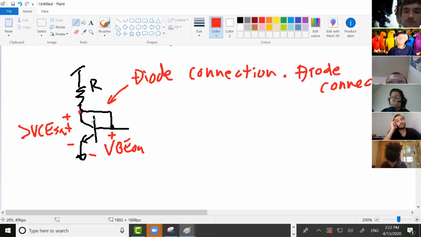Okay. So in this circuit, I wrote VBE on over here, but it actually isn't. A good approximation of that VBE is VBE on, but it's not exactly VBE on. Pretty close though. Why do you know it's near VBE on? What happens if that VBE goes much larger than VBE on?